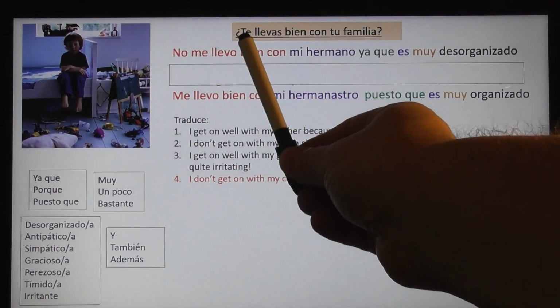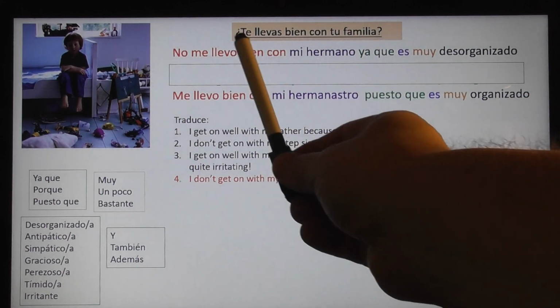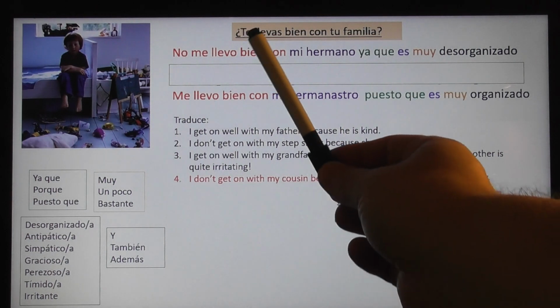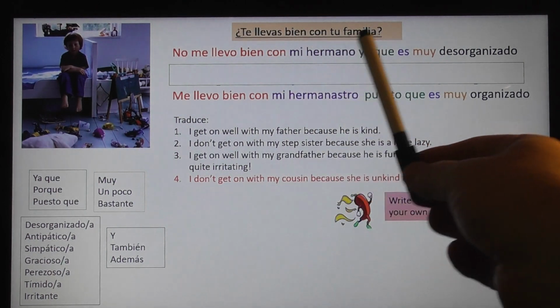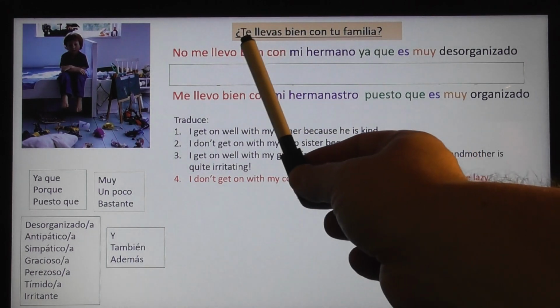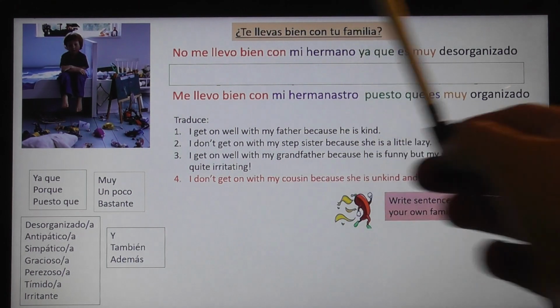Key question: ¿Te llevas bien con tu familia? ¿Te llevas bien con tu familia? What do you think that means? So, do you get on well with your family? And hopefully you notice the ending for you, an AR verb, as te llevas bien con tu familia. Do you get on well with your family?